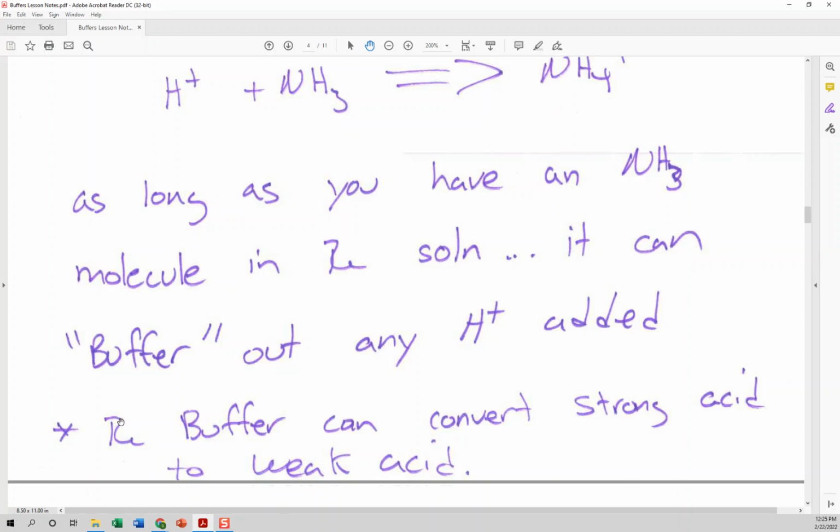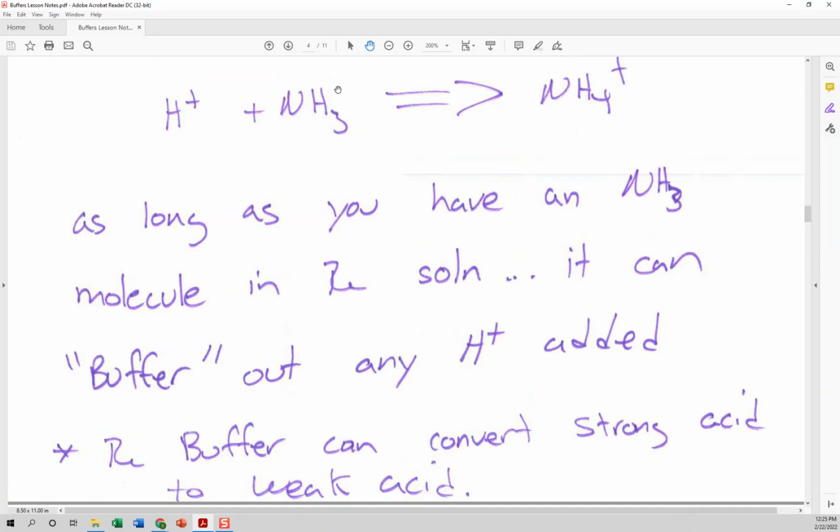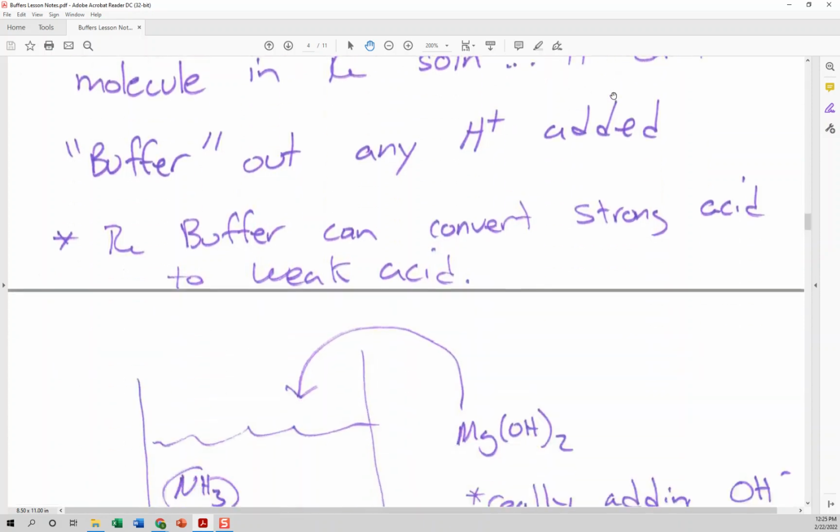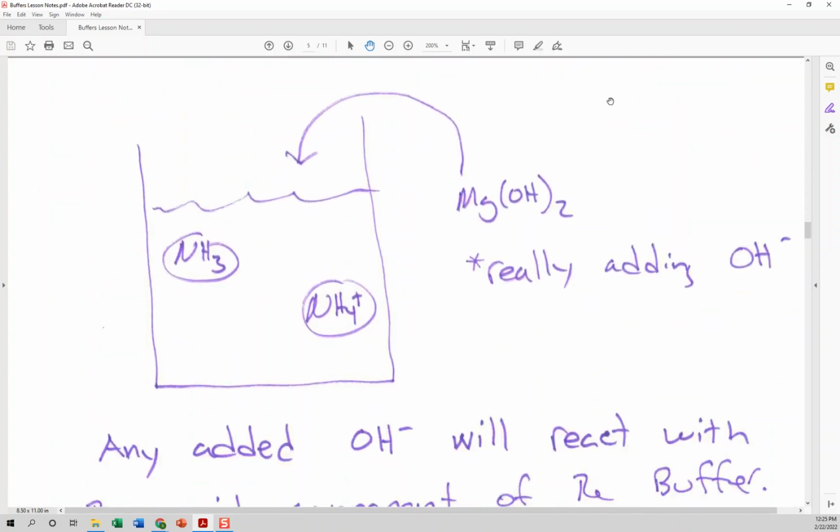Okay. So what does a buffer do? How does it survive a strong acid attack? It takes that strong acid and converts it into weak acid. So the base component of your buffer will take out the H+, but notice in doing so, you're going to lose this component of your buffer, but you're going to gain this component of your buffer. Okay. All right, well, how does the OH minus work?